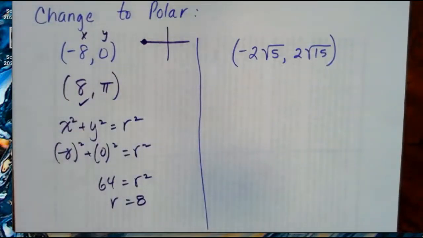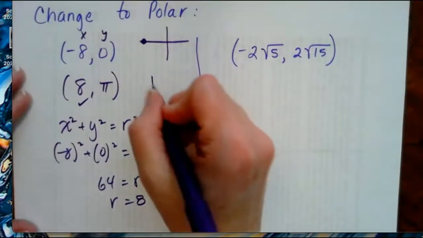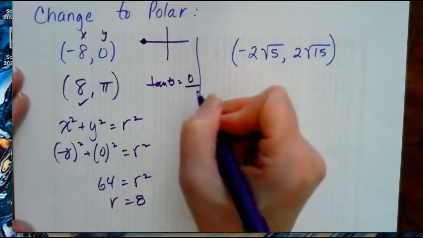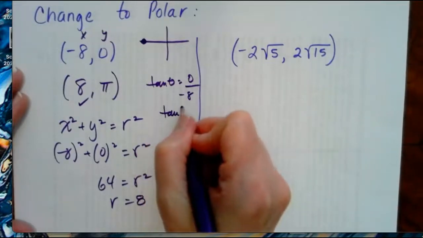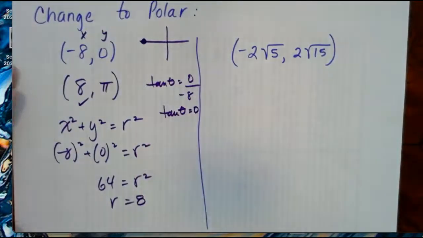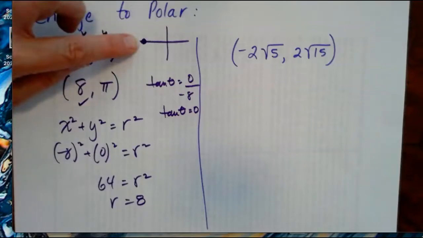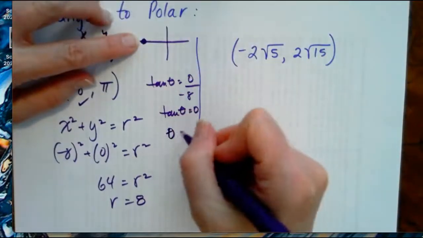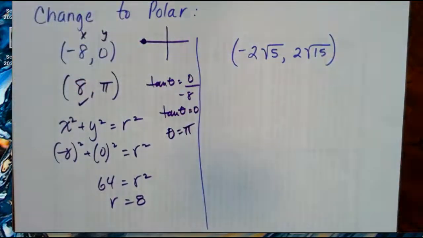And then after that, we know that tan theta equals y over x. So 0 over negative 8. Tan theta equals 0. Well, if we know that we are on this side of the x-axis, then theta has to be, and tan theta is equal to 0, that means it's not 0. That means it must be pi. Theta is pi. So that is actually how we prove it using the givens.